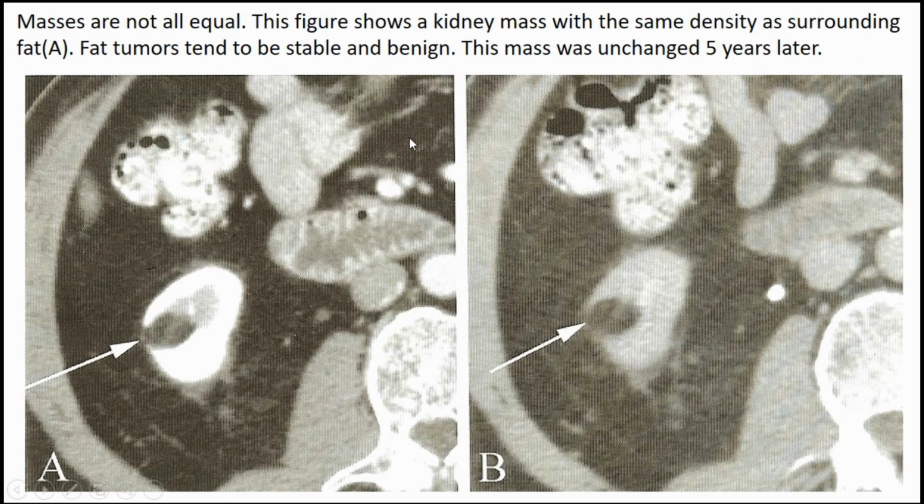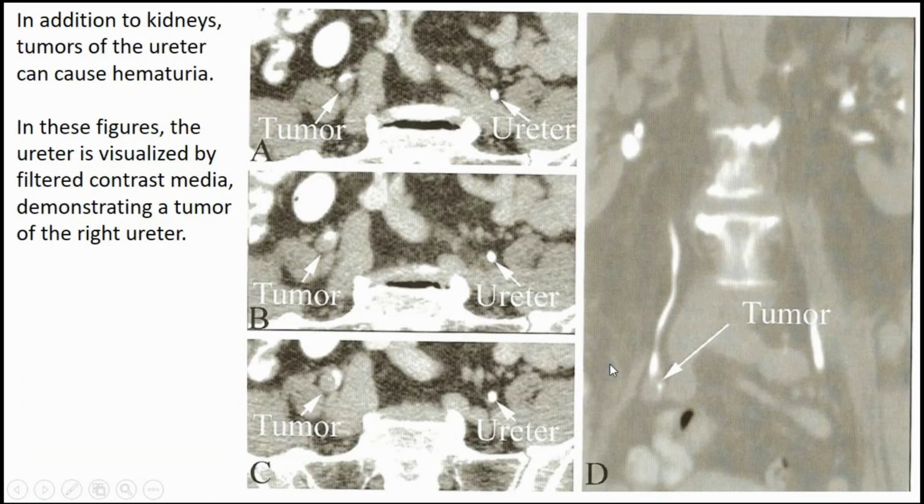And some masses are not all masses that we have to track and do surgery on. This is showing a kidney mass that's present at one point, and then 5 years later, the mass is the same. So maybe a little bit of a fatty lipoma there that isn't going to cause too many problems. If you know it's there, you can always track it thereafter.